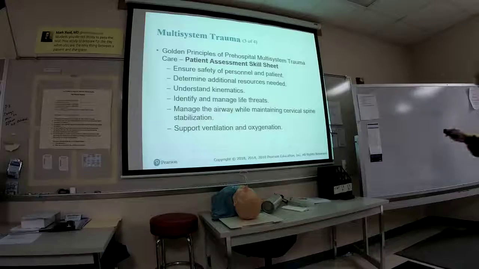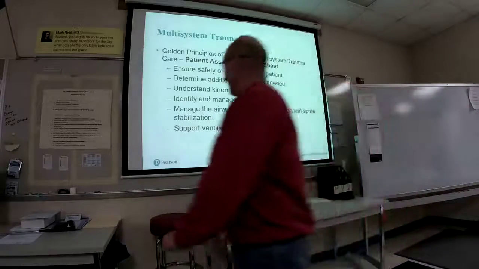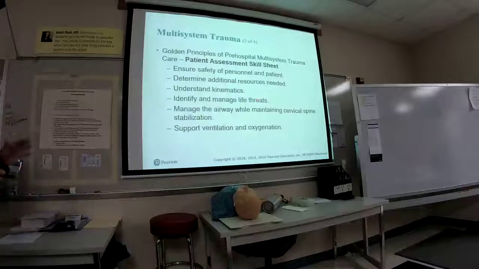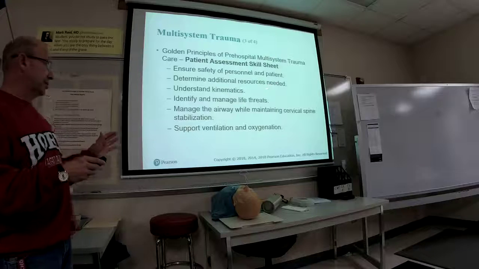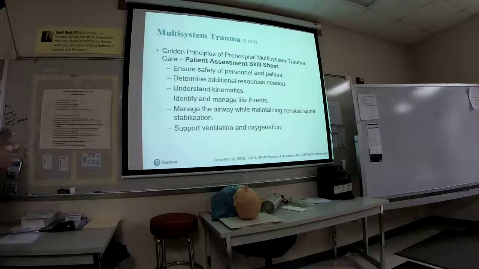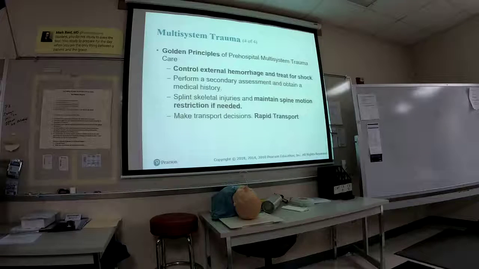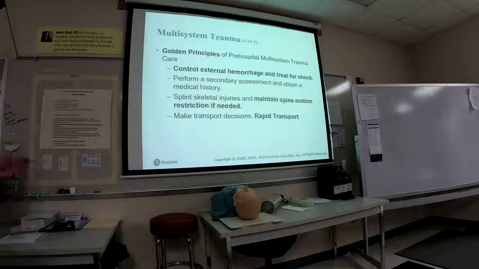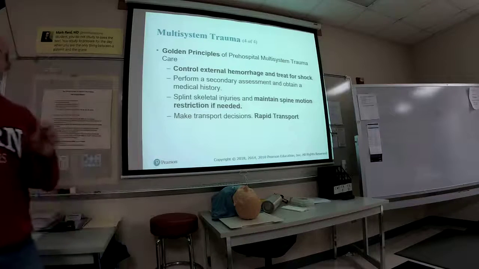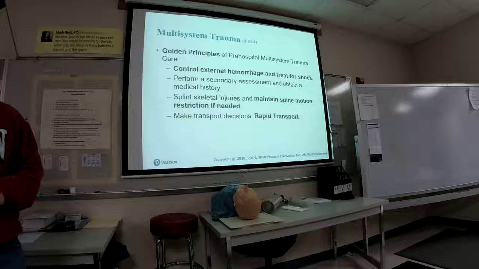We've been through this enough where it's nauseating. You know, determine the scene is safe, determine additional resources. This is not on the skill sheet, but look for a mechanism. Well, it is really, look for a mechanism of injury, right? Life threats, life bleeding, hold C-spine, oxygenate them, treat them for shock, use spinal motion restriction, and always rapid transport. When you talk about trauma, rapid transport. So when you're doing your skills test, it will be rapidly transport the patient.